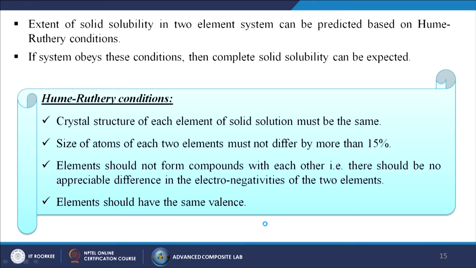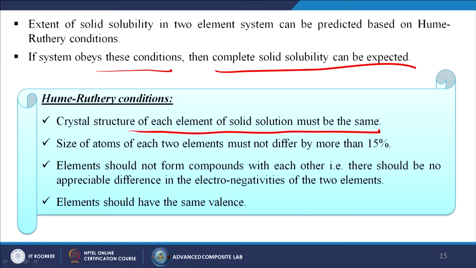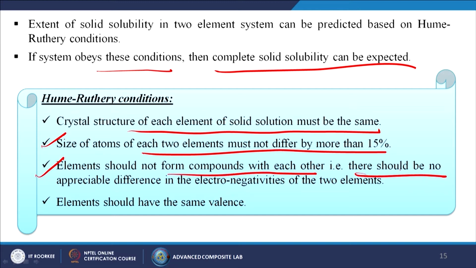So, that is one condition the system should satisfy. If the system obeys these conditions, then complete solid solubility can be expected. What are the Hume-Rothery conditions? Generally, the crystal structure of each element of the solid solution must be the same. The size of atoms of the two elements must not differ by more than 15%. The elements should not form compounds with each other. There should be no appreciable difference in the electronegativities of the two elements, and the last condition is that the elements should have the same valence.